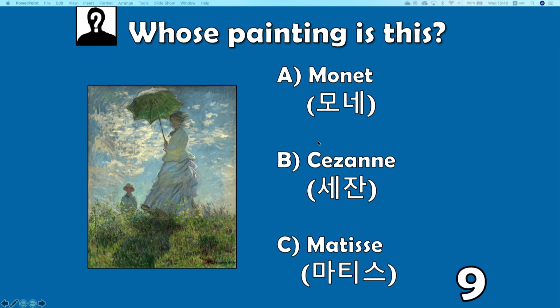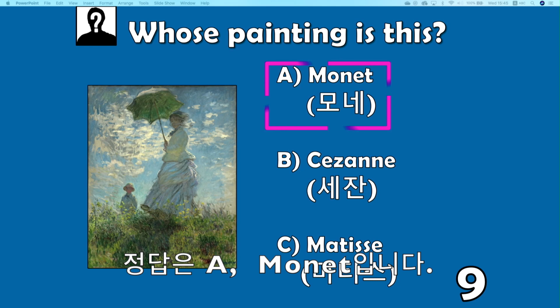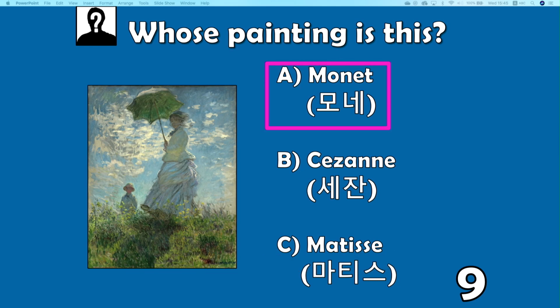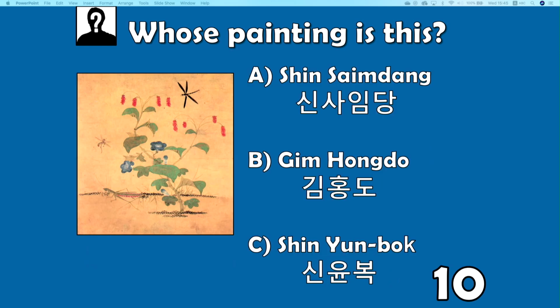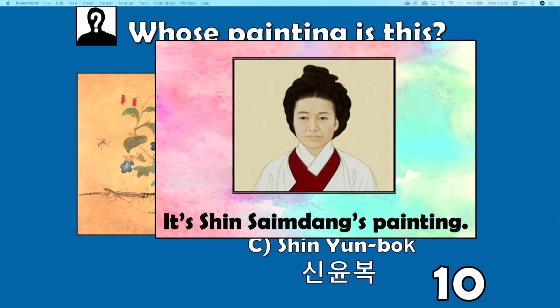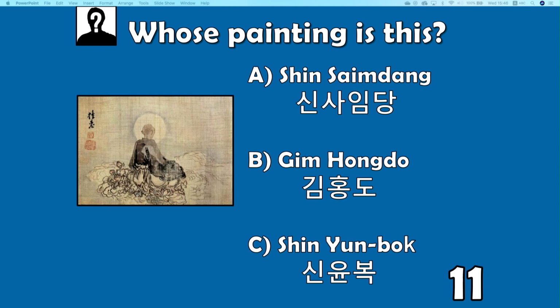Number 9. Whose painting is this? The answer is A, Monet. It's Monet's painting. And number 10. Whose painting is this? The answer is A. It's Shin Saimdang's painting. Number 11. Whose painting is this? The answer is Kim Hongdo.